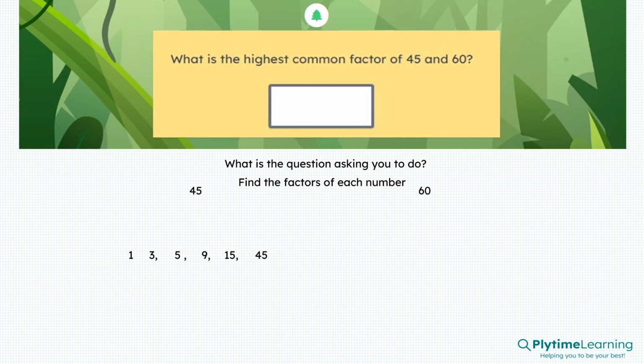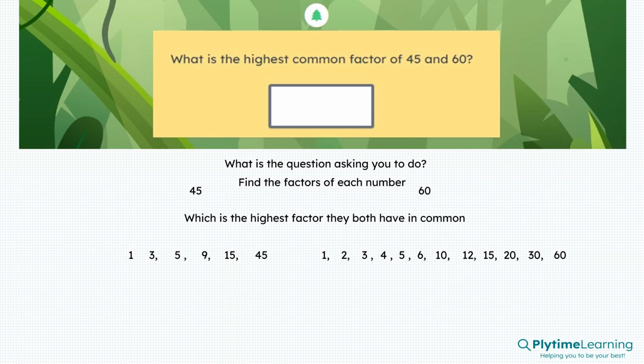What about 60? So the biggest and the smallest is 1 times 60. Then we have 2 times 30, 3 times 20, 4 times 15, 5 times 12, and 6 times 10. 7, 8 and 9 don't divide into 60 exactly. So now we've got the factors of both of the numbers.